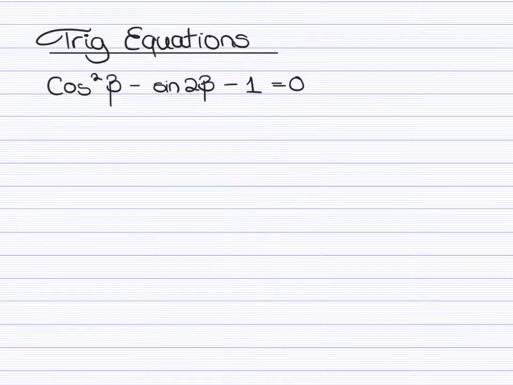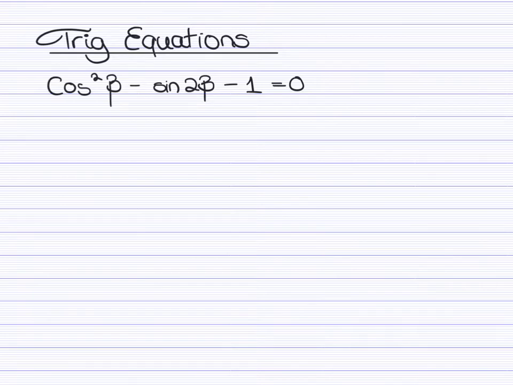The last trig equation I'll be doing is cos squared beta minus sine 2 beta minus 1 is equal to 0. Again, the trick with these types of questions is identifying, okay, do I have a fundamental identity that I can identify anywhere? Do I have a double angle formula?